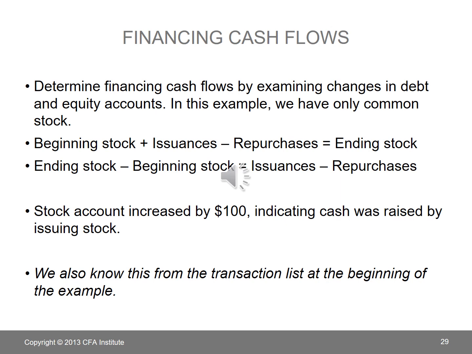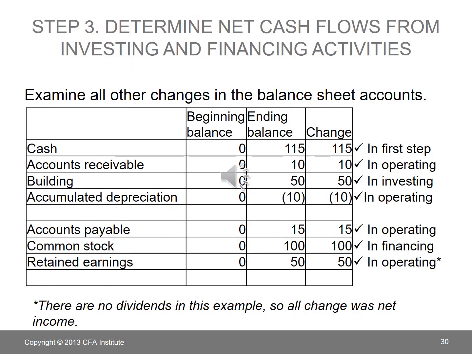The ending stock minus beginning stock will also equal issuances minus repurchases. So basically just swapping the formula around, or reorganizing the formula. The stock account in our example increased by $100, indicating cash was raised by issuing stock. Now you can see that all the items in our examination of the balance sheet items have been dealt with.